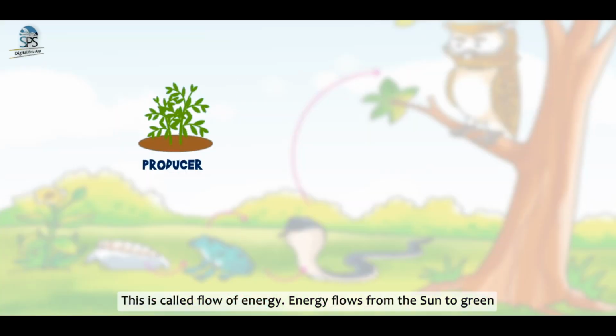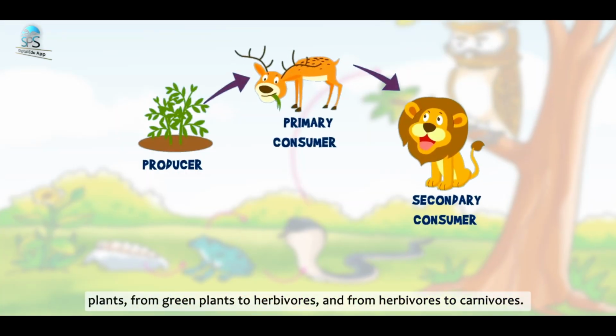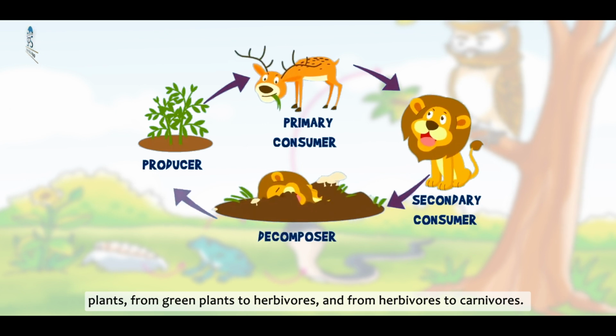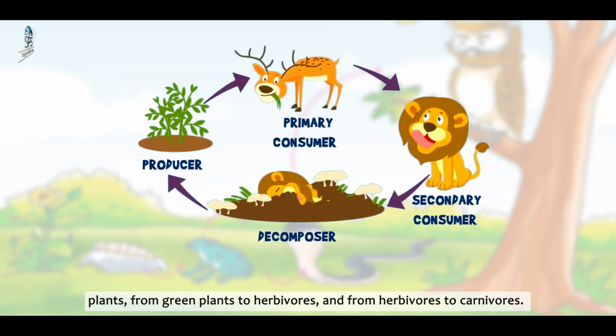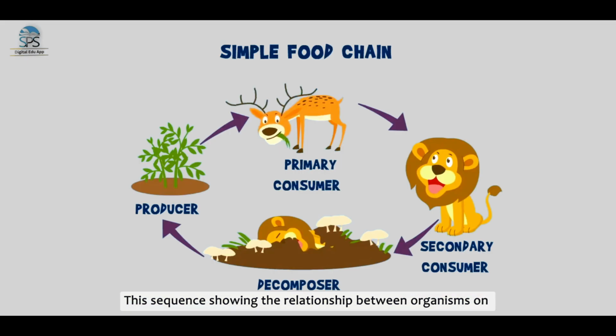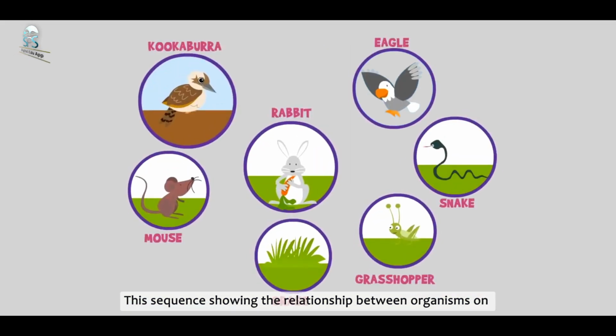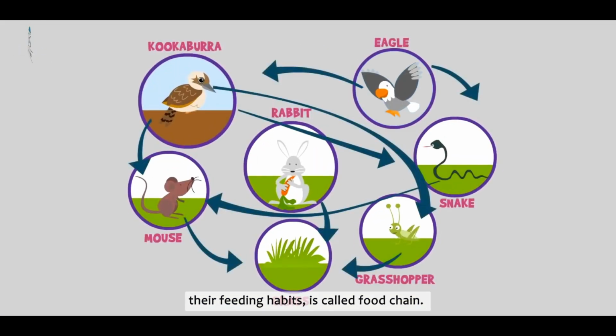Energy flows from the sun to green plants, from green plants to herbivores, and from herbivores to carnivores. This sequence, showing the relationship between the organisms based on their feeding habits, is called a food chain.